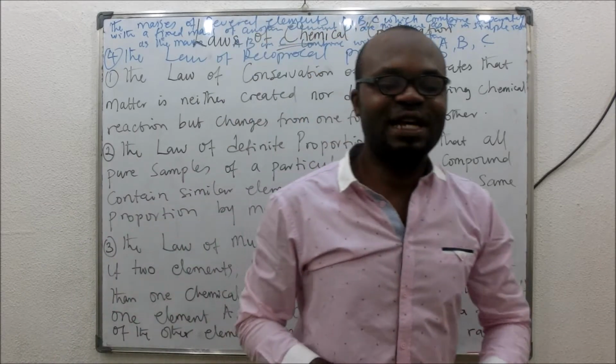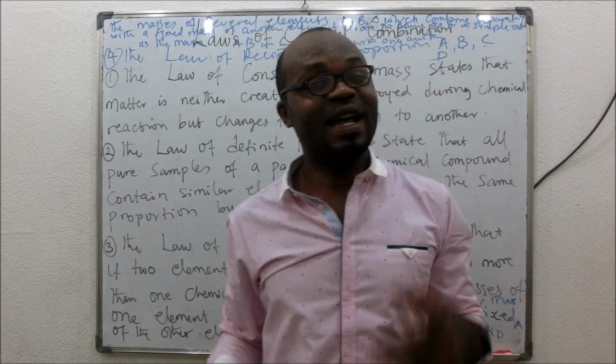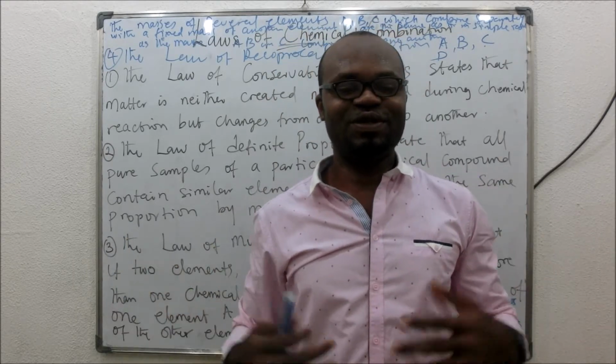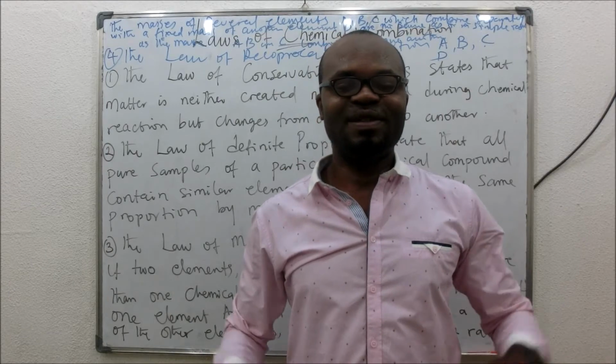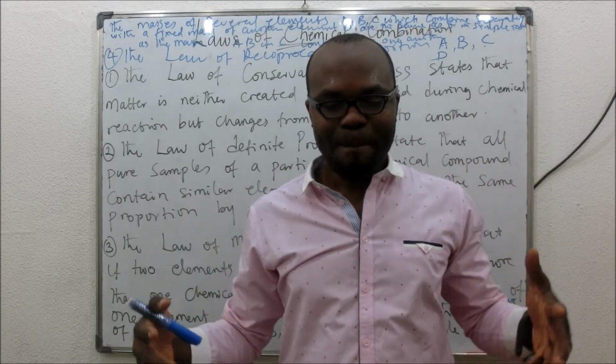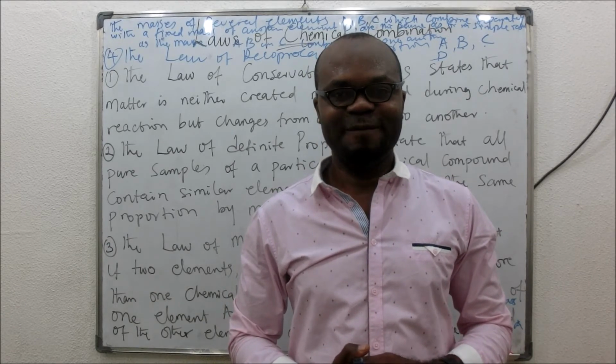So those four laws are the laws of chemical combination. And as a student that is going to write WAEC or JAMB or NECO, you're supposed to know these laws. You're supposed to know how to state them. And you're supposed to know how to pick them out whenever they are stated, and you are told to pick out the option that rightly describes the statement that is made.